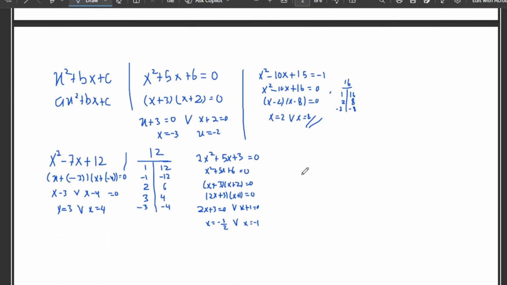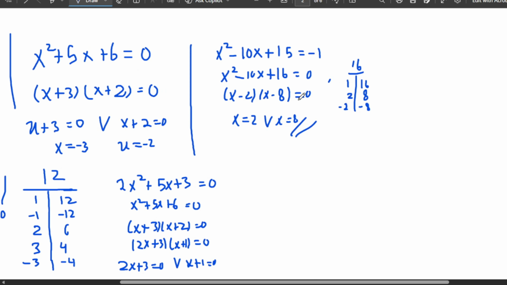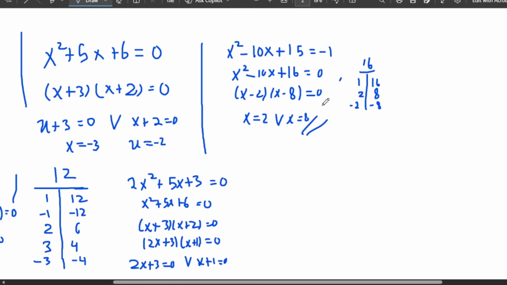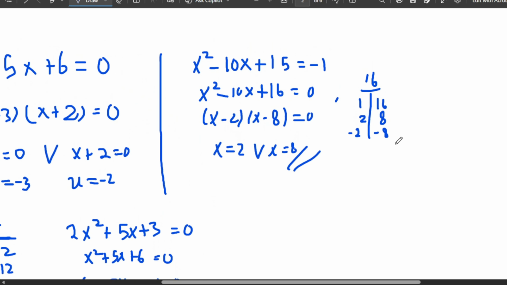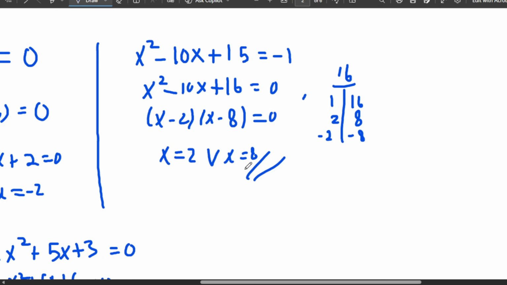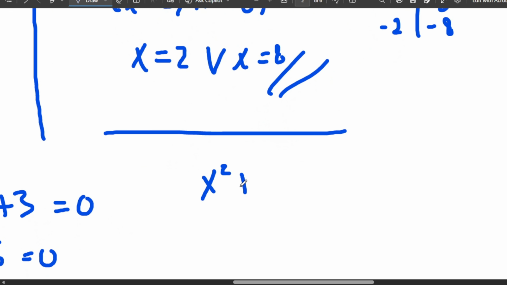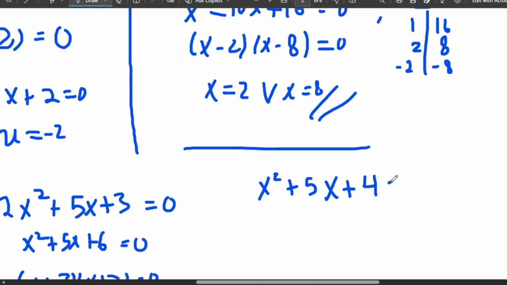Alright, how about what if we had a question that doesn't have multiples, or we have fraction solutions in a case that we cannot factorize it? So let's say we have x squared plus 5x plus 4. We can factorize it, right?